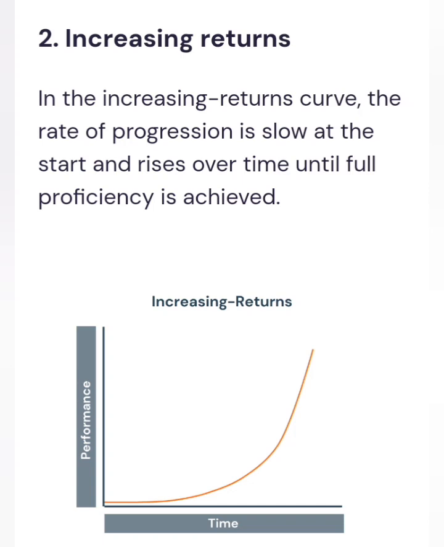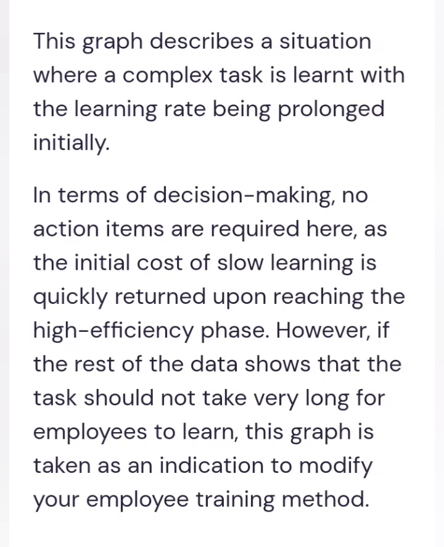The next one, our second point, is increasing returns. In the increasing returns curve, the rate of progression is slow at the start and rises over time until full proficiency is achieved. You can see the graph of increasing returns. The graph describes a situation where a complex task is learned with the learning rate being prolonged initially. In terms of decision making, no action items are required here as the initial cost of slow learning is quickly returned upon reaching the high efficiency phase.